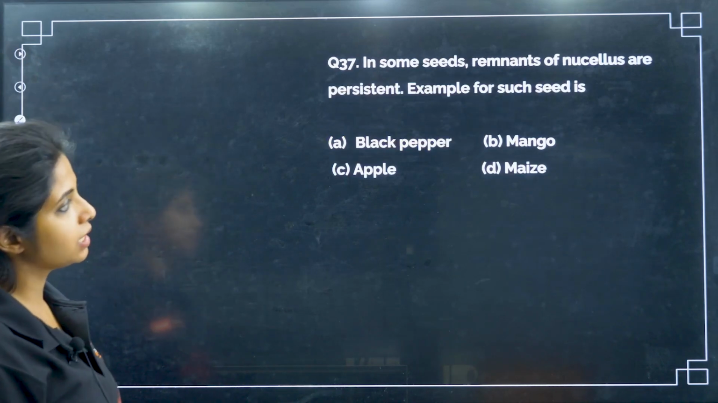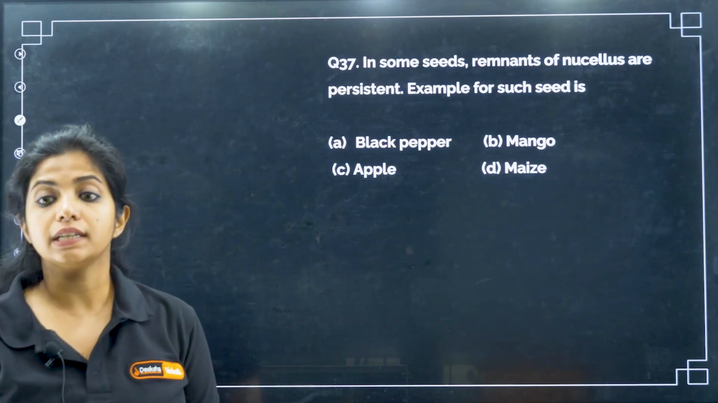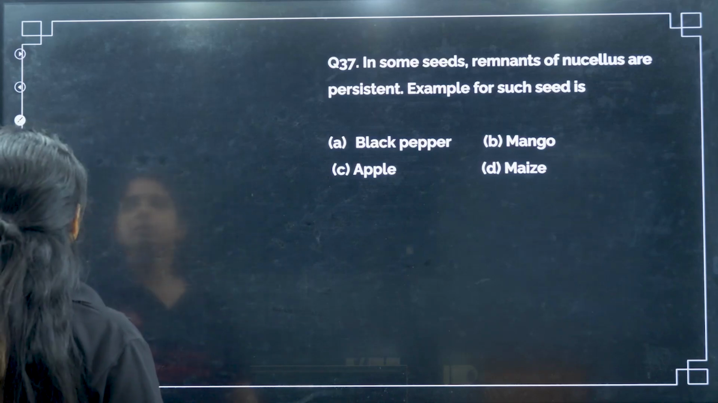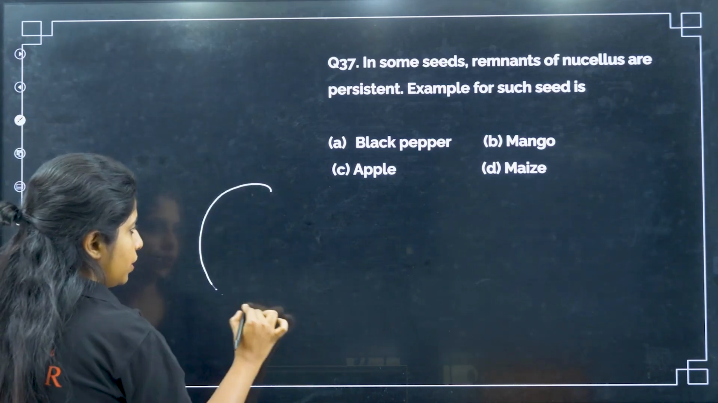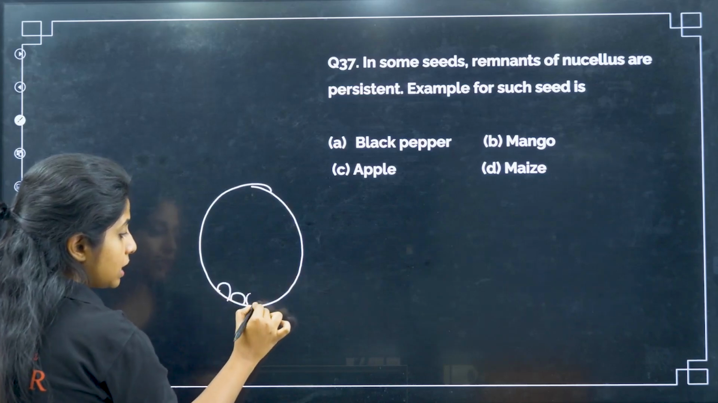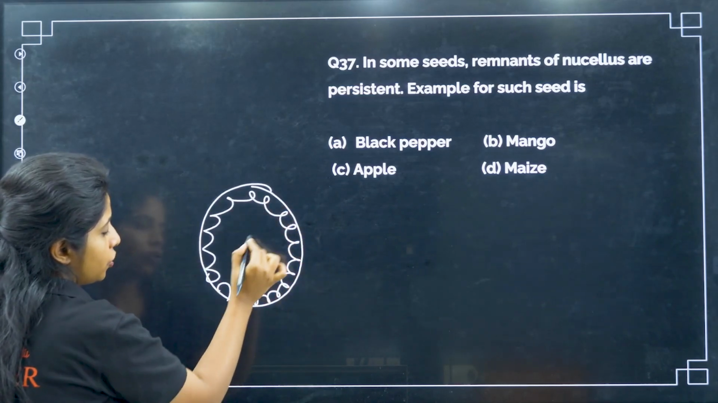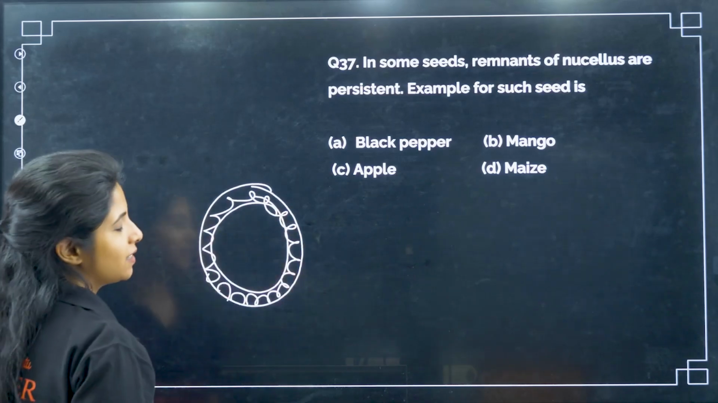Next, in some seeds, remnants of nucellus are persistent. Example for such seed is, in some seed, what is there? Remnants of nucellus, my dear children, are persistent. That means, over here in the ovule, I told you the nucellus cells usually go off, but in some it just stays there, my dear children. Not always. That is in apomixis and things like that.